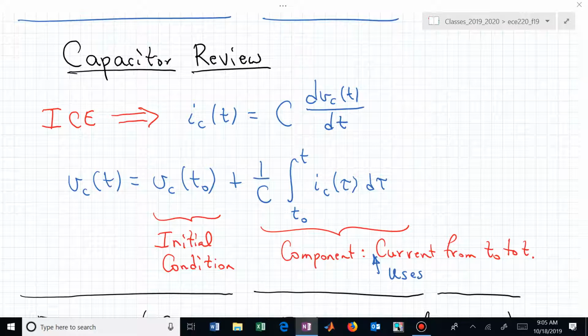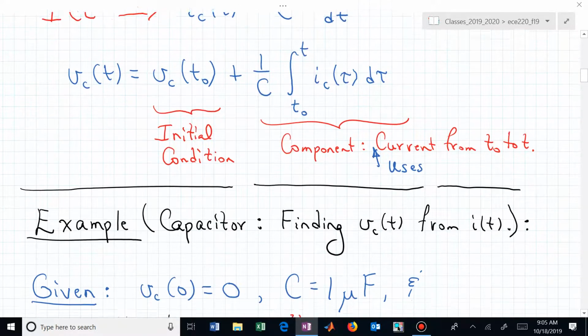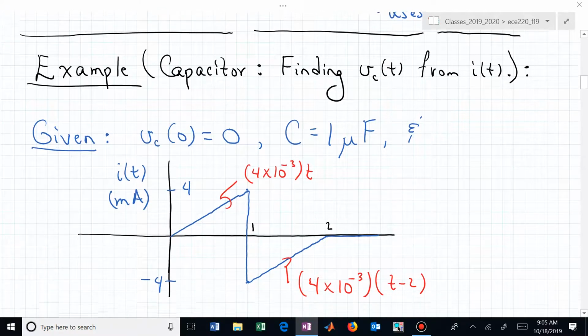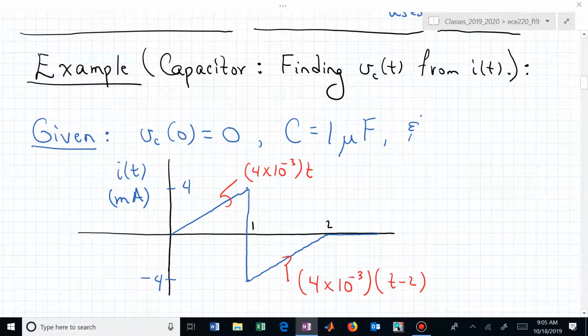If you don't have any initial voltage or no initial condition on your capacitor, you'll get all of your voltage on that capacitor due to integrating the current. Let's now work through an example to try to drive home that relationship between current and voltage on a capacitor.